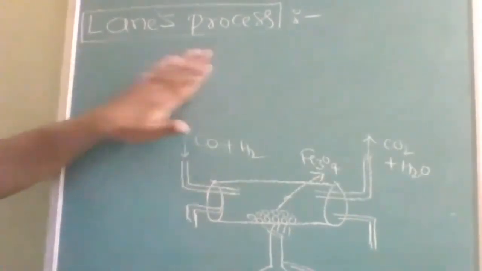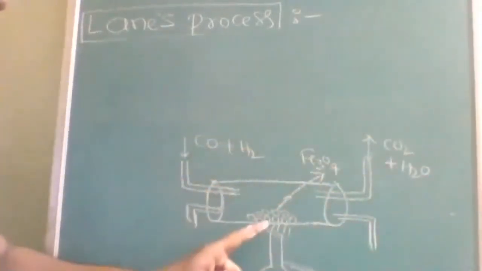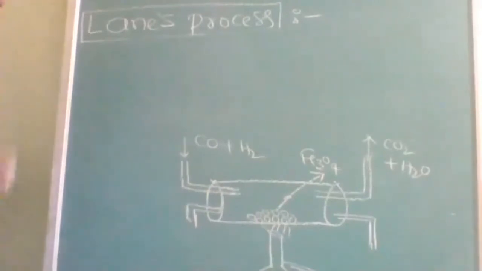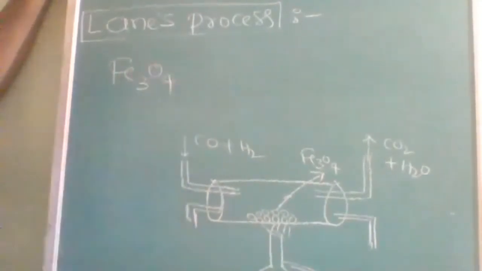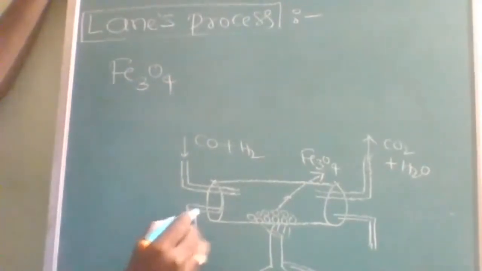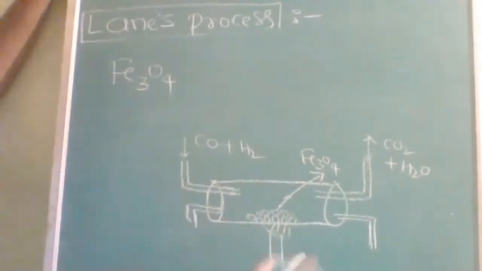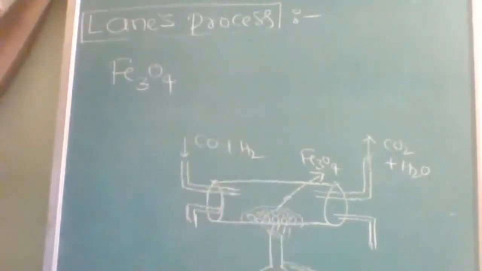That was the first step. In the next step, when all iron is converted into Fe3O4, once all iron is converted into Fe3O4, then we will stop sending the water steam here. We will stop receiving the hydrogen gas. That is the production stage. But after a certain point of time, we have to regain it.